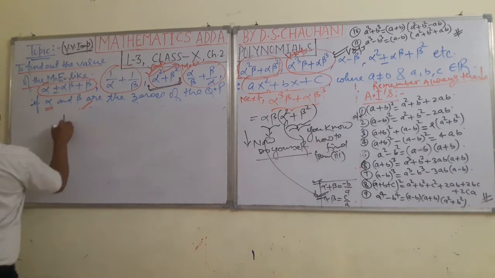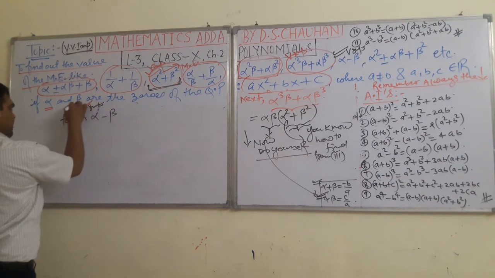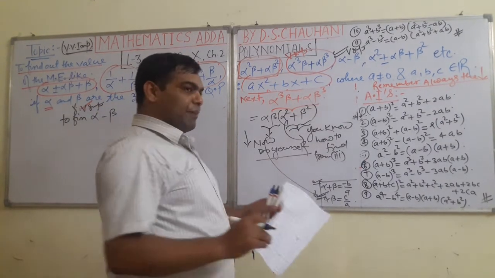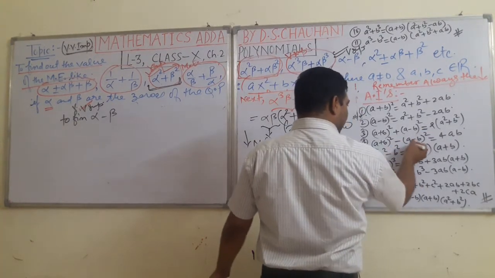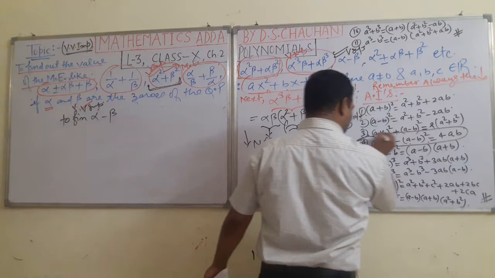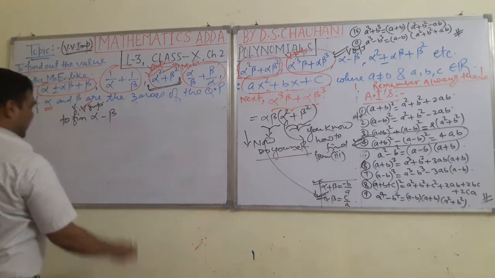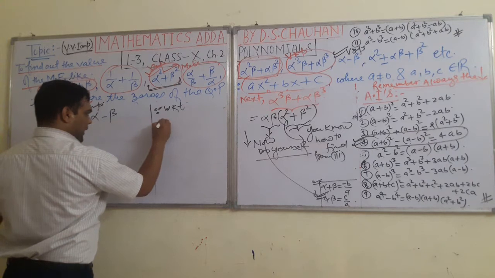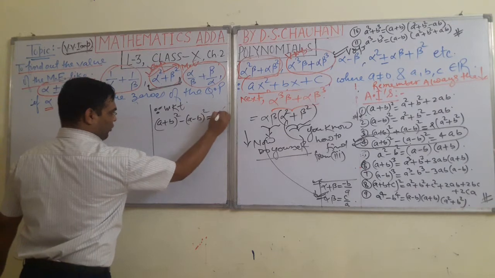Next, to find alpha minus beta. Very very important problem. How to find it? Don't worry students, all of you know the formula that a plus b to the whole square minus a minus b to the whole square equals 4ab. If you do not know it, take the formula today from here. See, since we know that a plus b to the whole square minus a minus b to the whole square equals 4ab.